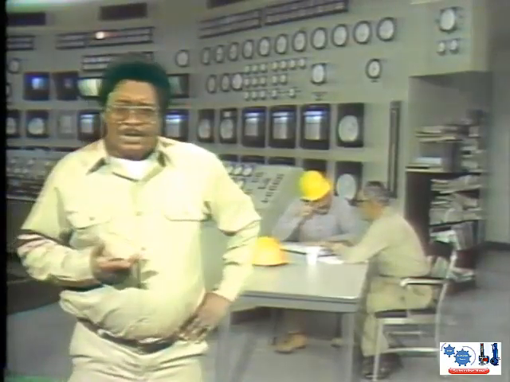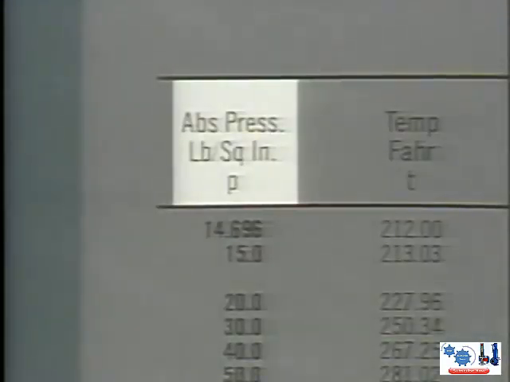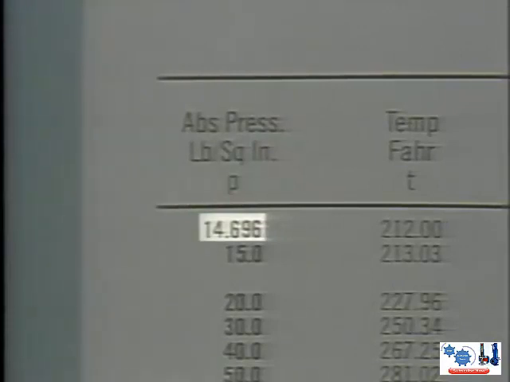Now that we've looked at Table 1, let's take a quick look at Table 2, entitled Saturated Steam Pressure Table. In this table, you have the values for the conditions associated with pressure. Table 2 is arranged in a similar manner as Table 1, except for the first two columns and the last column. The first major heading in Table 2 is absolute pressure in units of pounds per square inch. Again, the symbol used in this column to identify pressure is the small letter P. We'll use atmospheric pressure, 14.696 or 14.7 psia as our example.